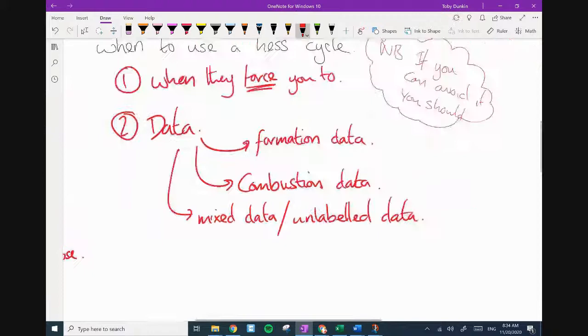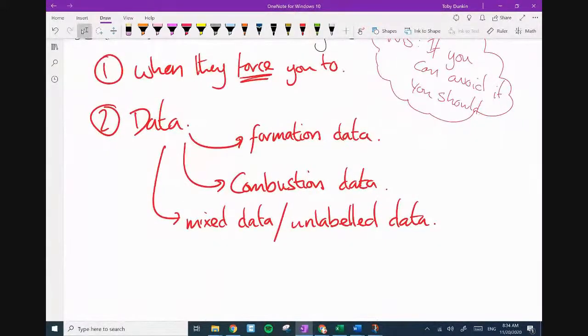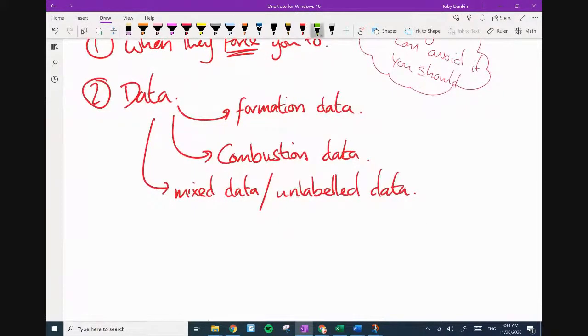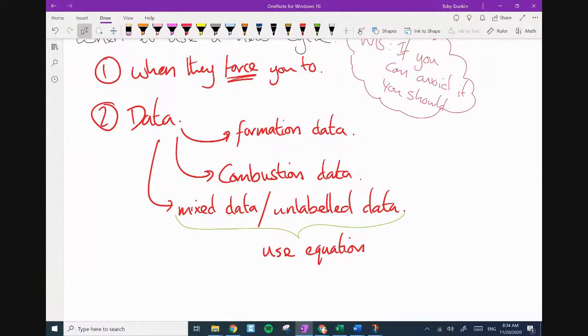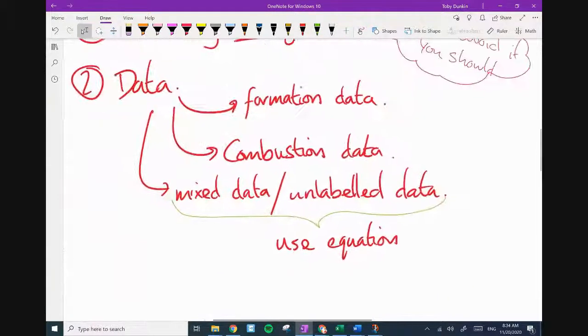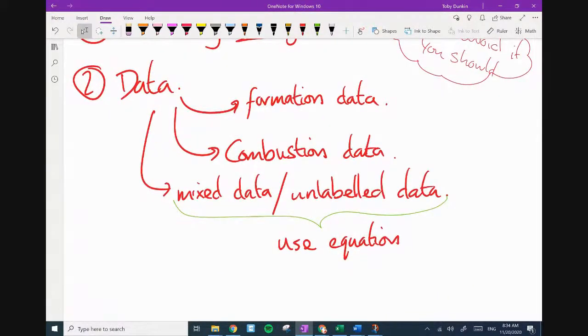So what this means is, depending on the data you're provided, it helps you choose when and where to use a Hess cycle. This one is the really clear one: if you ever have mixed or unlabeled data, do not use a Hess cycle. You will be using equations. I'll just put use equations. It's much, much easier. Trying to do a Hess cycle with unlabeled data is just mind-bogglingly awful.